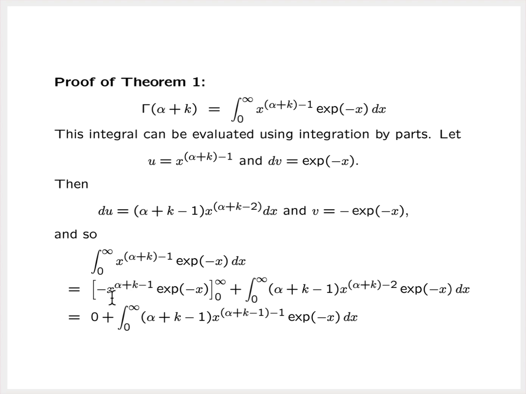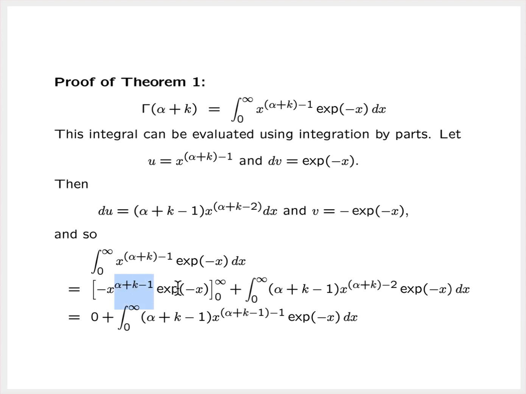We have to take the limit of that entire expression as x goes to infinity, and then evaluate that expression at 0 and take the difference. And then plus, so this integral that we're after is equal to, again, this quantity plus the integral over the positive part of the real line of alpha plus k minus 1 times x raised to the alpha plus k minus 2 times the exponential function evaluated at negative x dx.